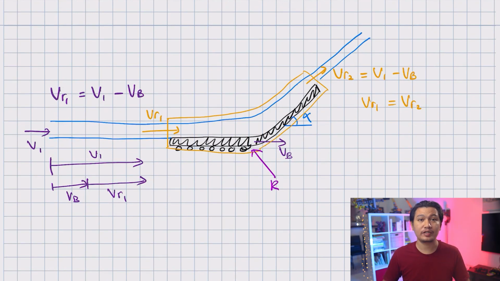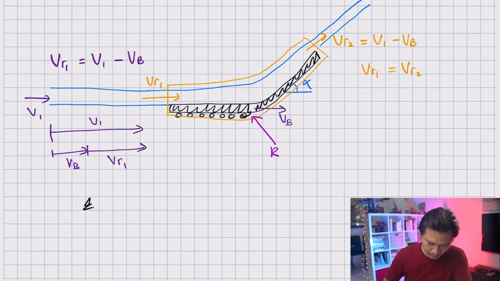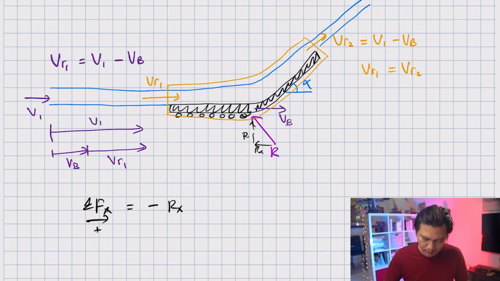Now, I think that we have everything labeled. Let's take a look at what happens to our momentum equation when you have the moving deflector. Let's take the summation of force in x direction, positive to the right. So this will be equal to minus Rx. Now, R will be divided into two components, that is Rx and Ry. So summation of force in x direction equal to minus Rx, and there are no other forces, no pressure forces, equal to the momentum in x direction, so m dot times v2 minus v1.